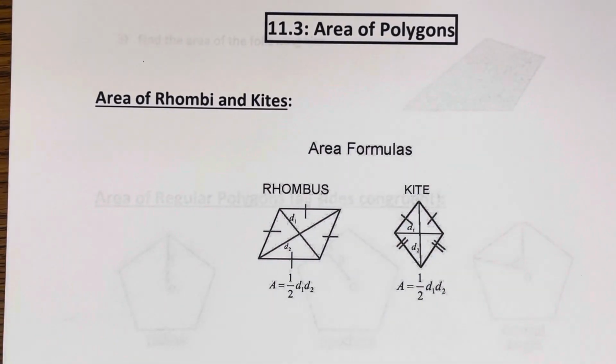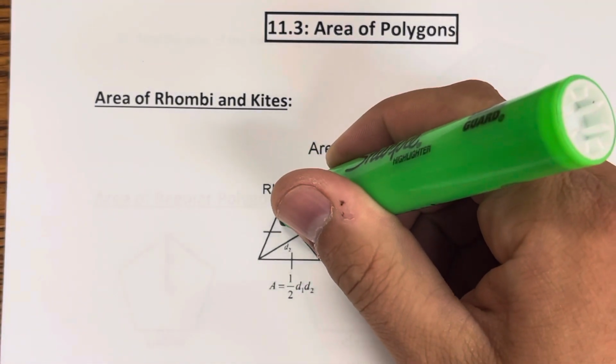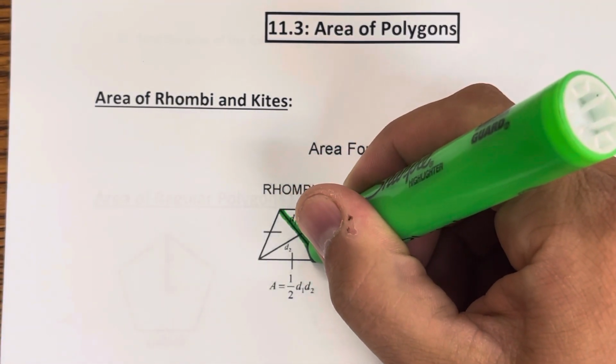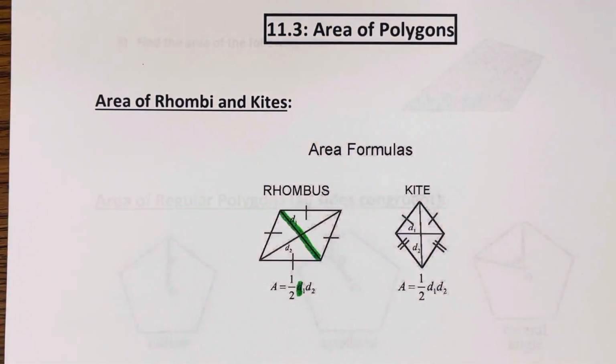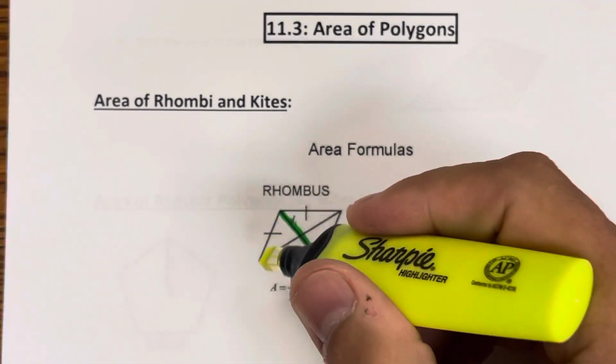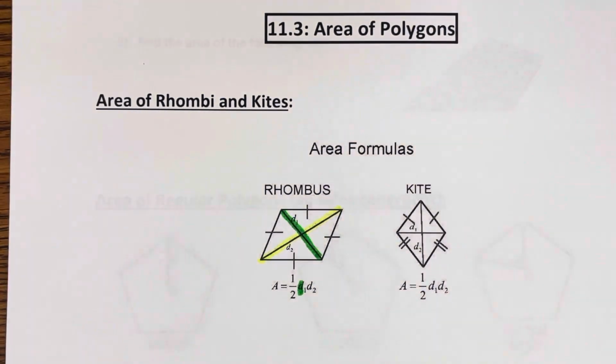So the formula to find the area of a rhombus and a kite, they're both the same thing. What we're going to have to do is take 1/2 times one of the diagonals. And when we say the diagonal, it goes from vertice to opposite vertice all the way across. So D1 would be that green segment. And then we would multiply it by the other diagonal, which goes from the opposite vertice all the way across. And that would be the second one.